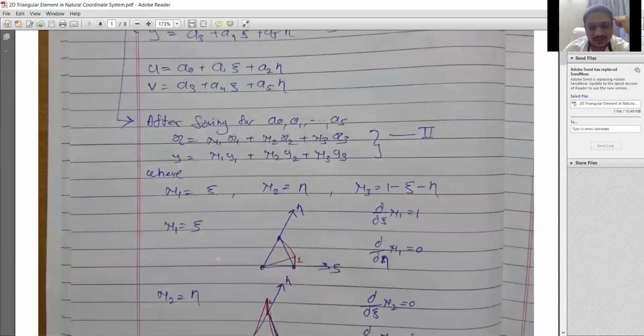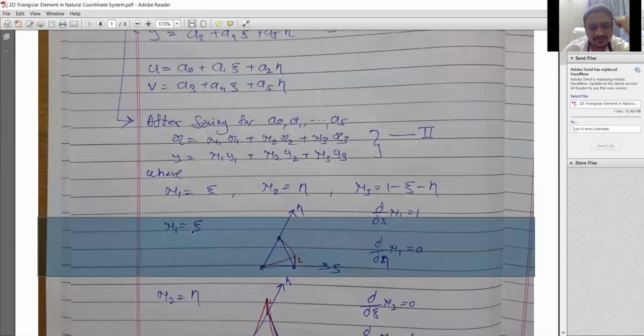So here you can see the N1 value is nothing but xi. The xi value over here is 1, the xi value over here is 0, and the xi value over here is 0. If you plot the variation, this is 1, shown in red color. You can see this is the variation. This kind of variation we have already seen earlier when we went through the constant triangular element.